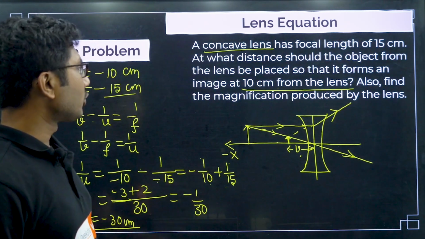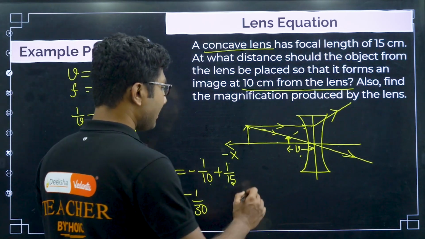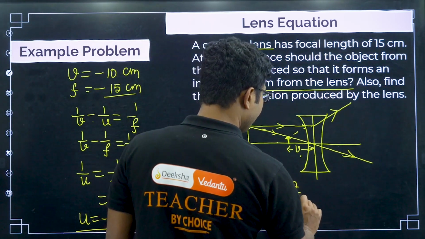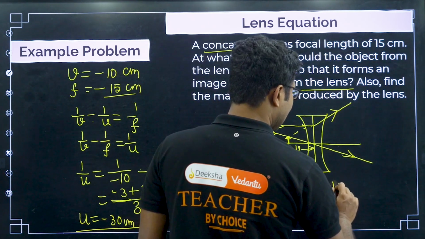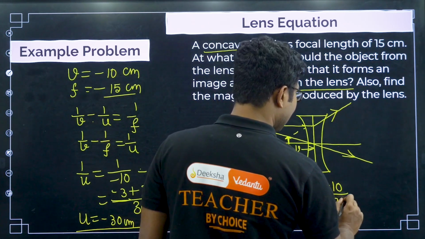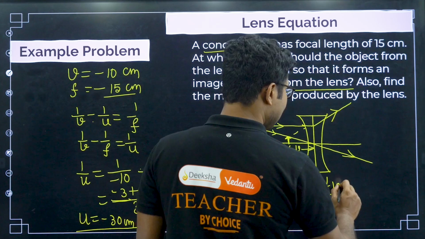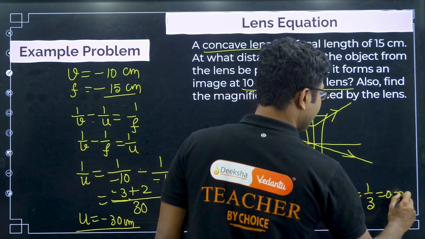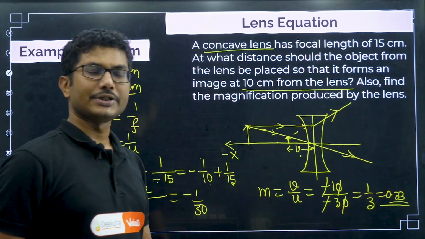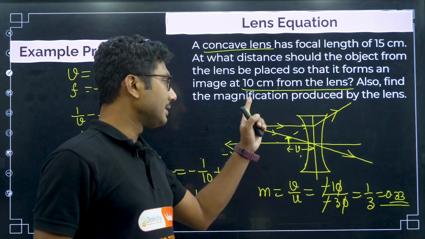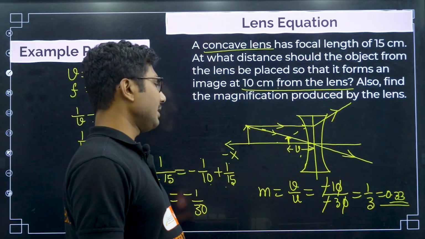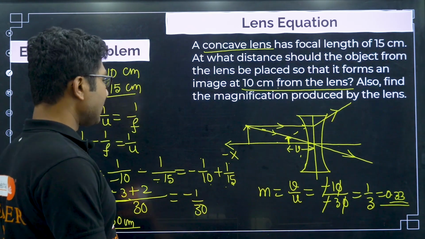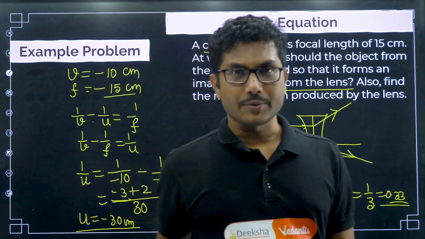Now, we also find the magnification produced by the lens. What is the magnification? Magnification produced by the lens is v by u. So, v is minus 10 and u is minus 30. So, minus minus cancels, the 0 and 0 cancel, it is 1/3, that is 0.33 is the magnification, and it is positive, which means it is an erect image, okay. That is, it is in the same direction as the object, right, and diminished. Fraction means diminished, right.